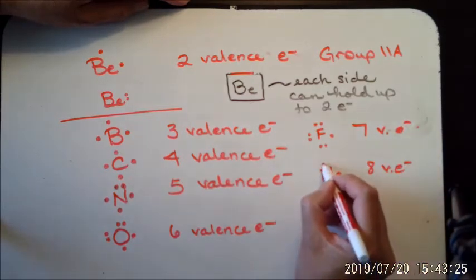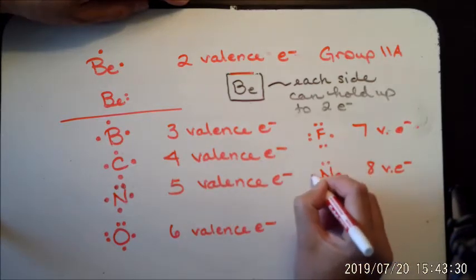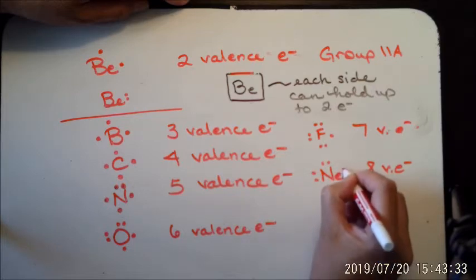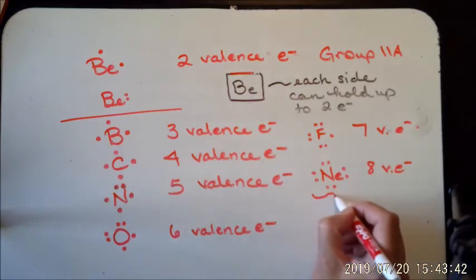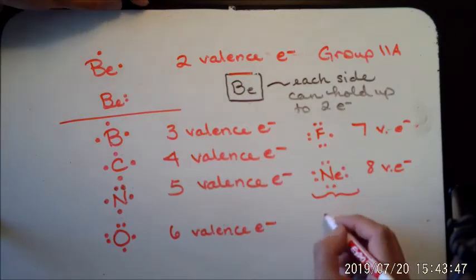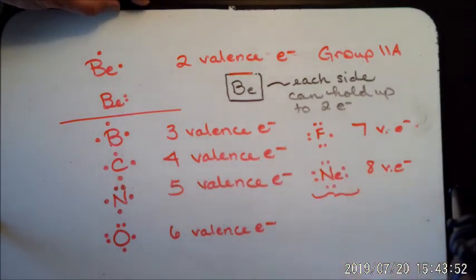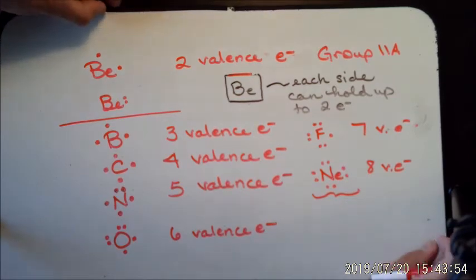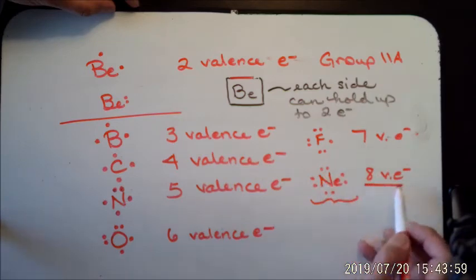So I have 1, 2, 3, 4, 5, 6, 7, 8. And so that's how we go about drawing our valence electrons around our atoms. Okay? Notice that when we're talking about this octet rule, remember, everybody wants to have an electronic configuration like a noble gas. So the whole goal for these other atoms is to have what we call an octet.